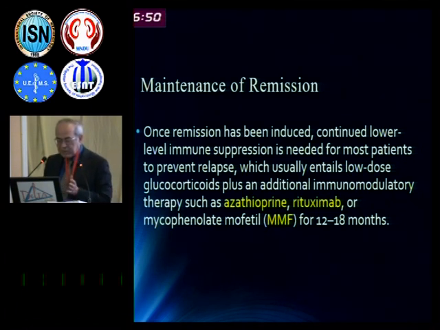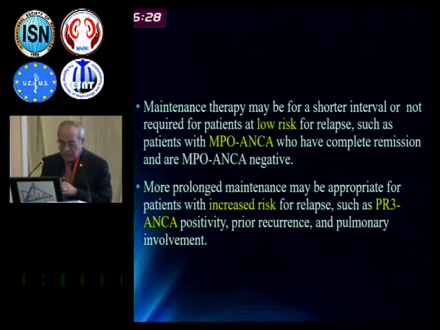Once remission has been induced, continued lower level immune suppression is needed for most patients to prevent relapse, which usually entails low-dose glucocorticoid and addition of an immunomodulatory drug such as azathioprine. Rituximab can be used also, and MMF for a long period, up to 1.5 years.